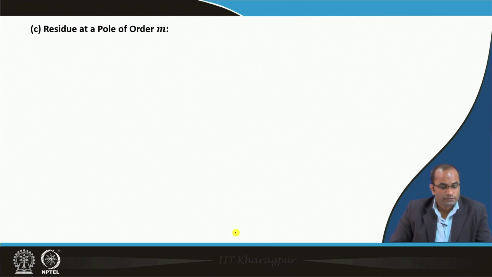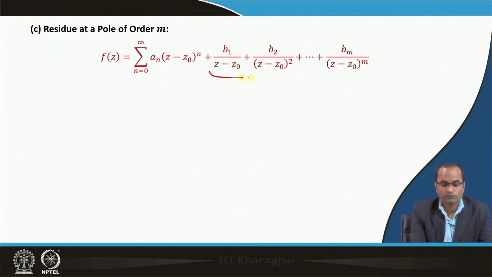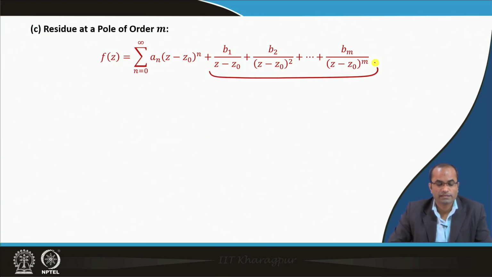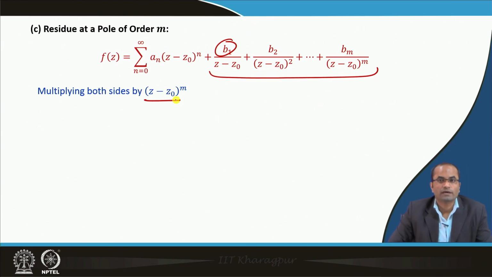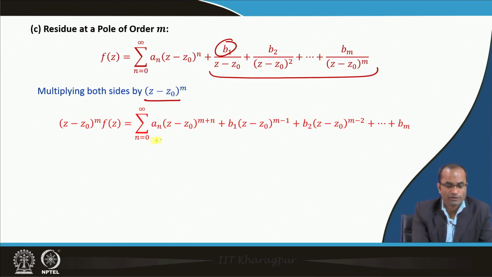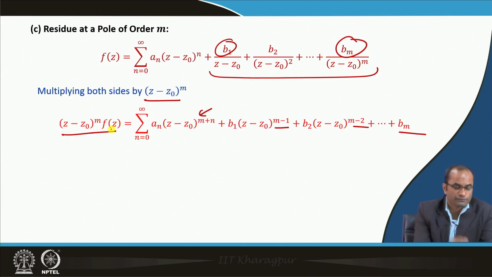Now, if we have a pole of order m, that means there are the first m terms in the Laurent series expansion with B 1, B 2, B 3 up to B m. In this case, how to get the residue? How to get this B 1? Again, the limiting approach is going to help us. If we multiply both sides by z minus z 0 to the power m, what will happen? The power m will increase here, and then we have m minus 1, m minus 2, and the last one will be just B m. So, this is the expression we will get.